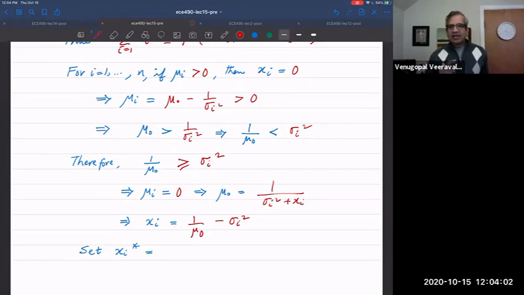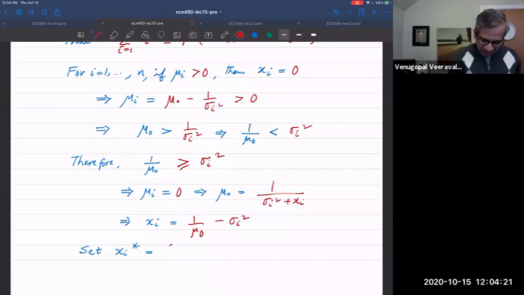But of course, that's if xi is positive, right? But if xi is 0, xi can be 0 too. And that happens when 1 over mu0 is less than sigma I squared. So you can think of the solution to these equations as being of the form 1 over mu 0 minus sigma I squared, the positive part. So what that means is that if 1 over mu 0 is less than sigma I squared, then xi star will be 0. If it's bigger, then it's equal to that value. So that's what the positive part means.